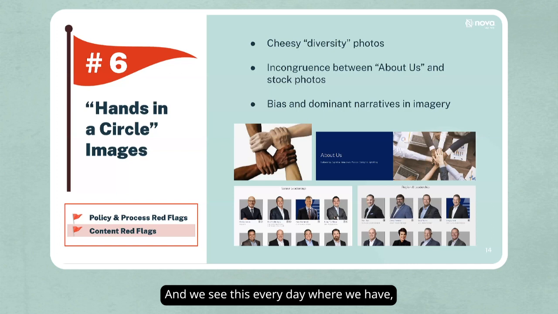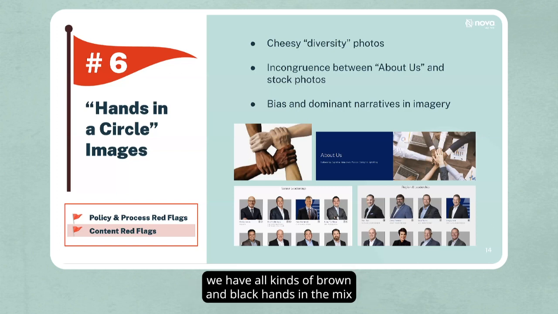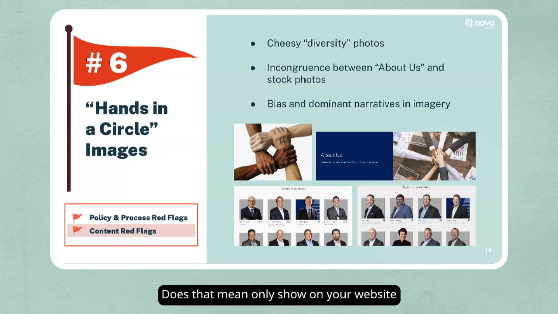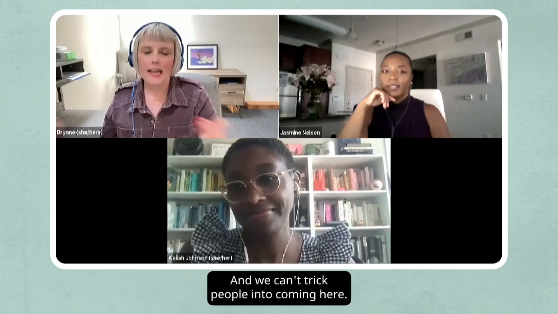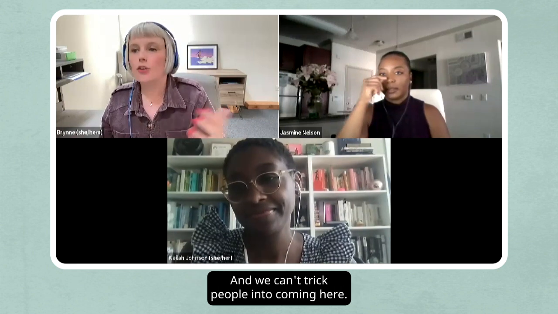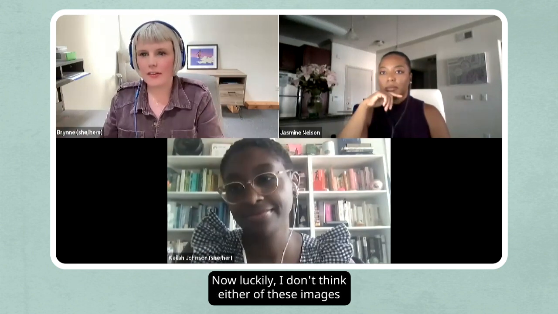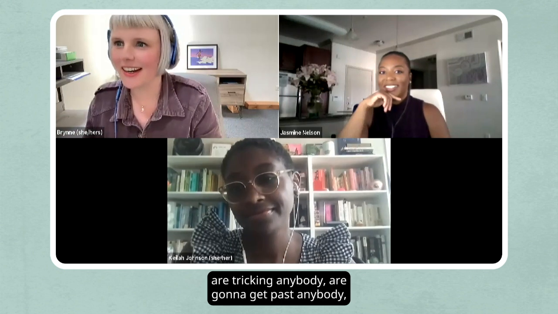And we see this every day, where the first stock images that pop up have all kinds of brown and Black hands in the mix, and very few of those faces on the actual team. Does that mean you should only show on your website, if you happen to be a primarily white, primarily male organization, what reflects that, so that you have integrity? Not necessarily. First of all, work on it, right? It's 2023. We've got to work on it. We've got to do better. And we can't trick people into coming here. Luckily, I don't think either of these images are tricking anybody or are going to get past anybody.